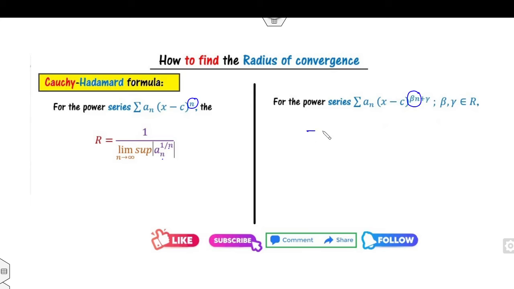If you have a power series of this manner, an x raised to power n square, then your radius of convergence is computed using, instead of an raised to 1 over n, an raised to 1 over n square. If it is n cube, then you write n cube. If it is n factorial, you write n factorial.